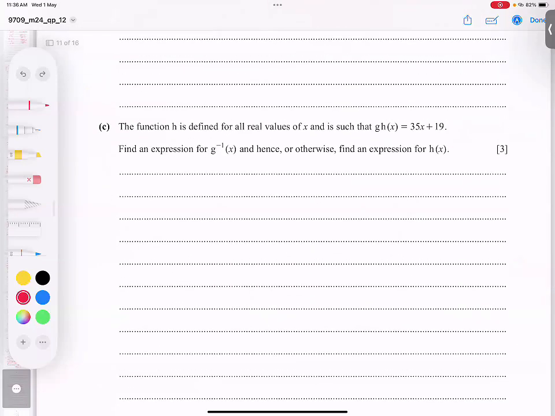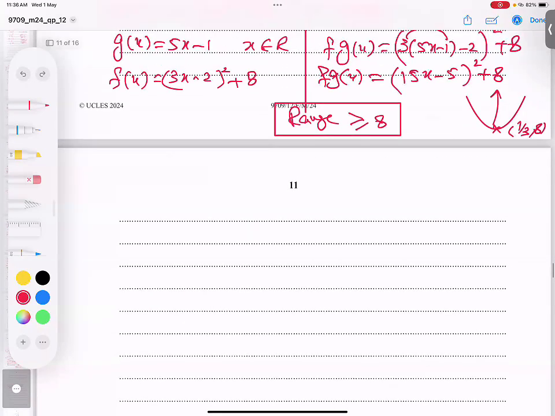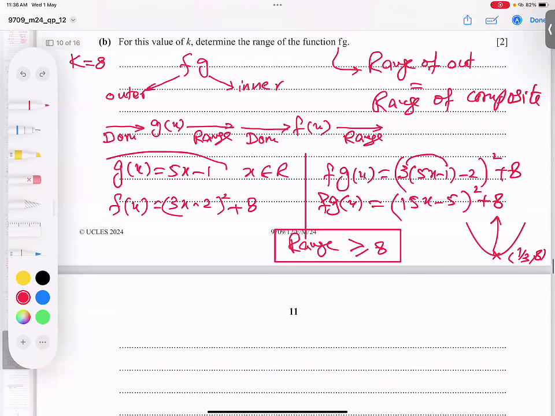Next part of the same question, he said h is defined for all real numbers of x, and this is given here. This time he gave us g h of x is 35 plus 19. And students, what is he asking here? He's asking to find the g inverse. Express g inverse first, and then find h of x. So, g of x, we have here, students. Let me copy it from here.